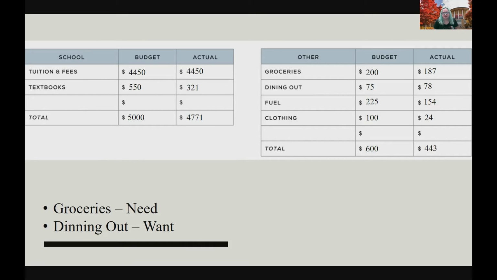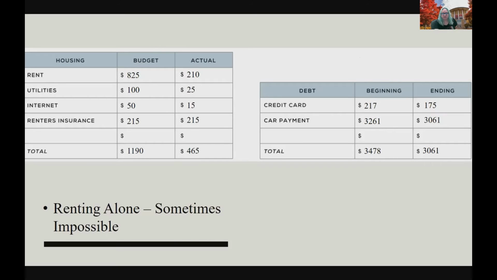And then we can see the good things happen with fuel and clothing. So in the end, it kind of leveled out. The total budget for the month for other stuff that they wanted to do was $600, but they only spent about $443. So that's okay, but make sure to try to not go over the budget. And like it says in the bottom, you need to always buy groceries, but dining out's more, and you don't ever have to necessarily buy them.